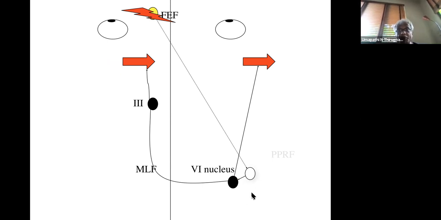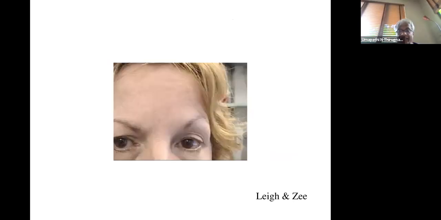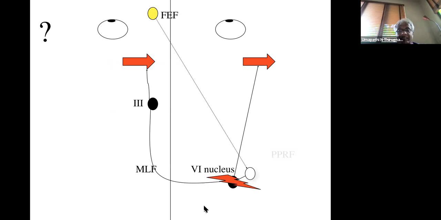Correct? Upper motor neuron facial palsy on the left side. Now, on the other hand, if she has a lesion on the left, 6 nucleus. 6 nucleus is linked to the 7th nucleus. So what kind of facial palsy will she get in this particular instance? She will get a left lower motor neuron facial palsy.